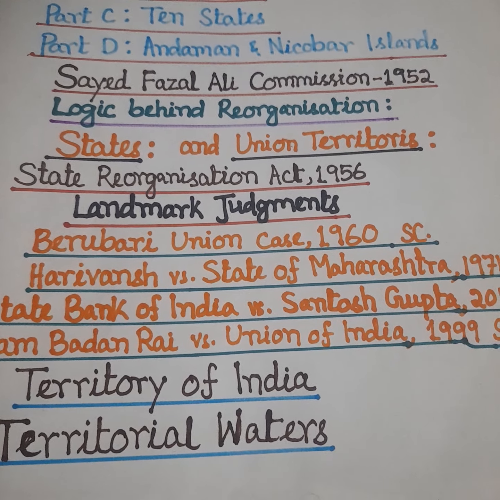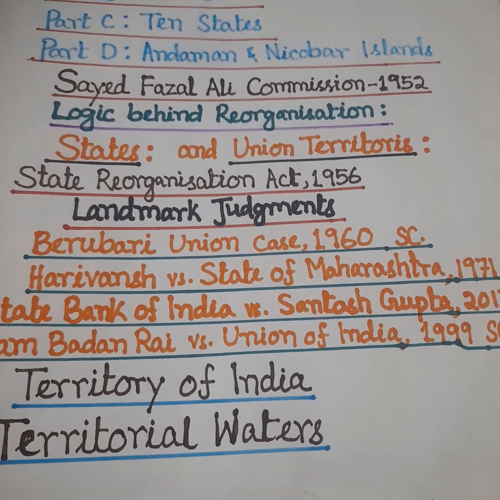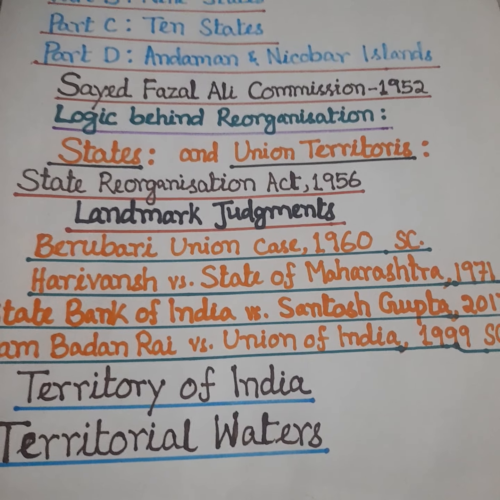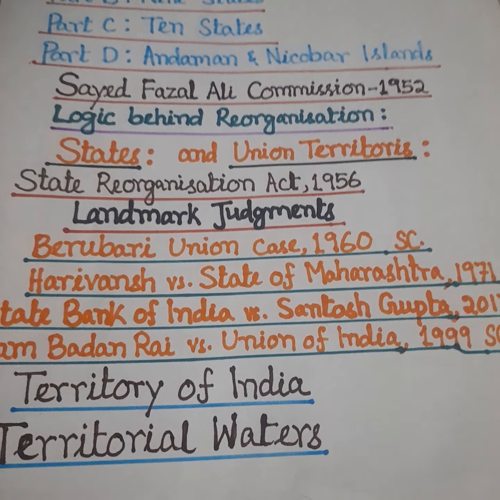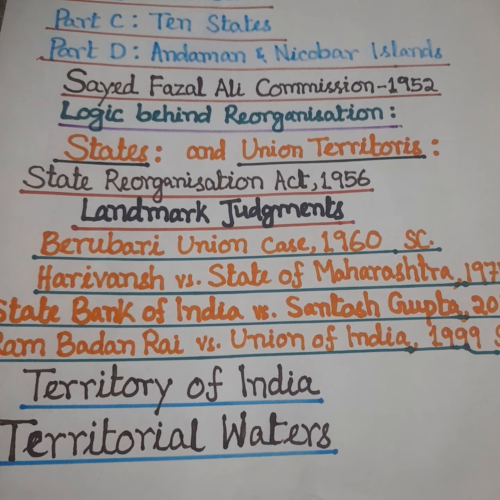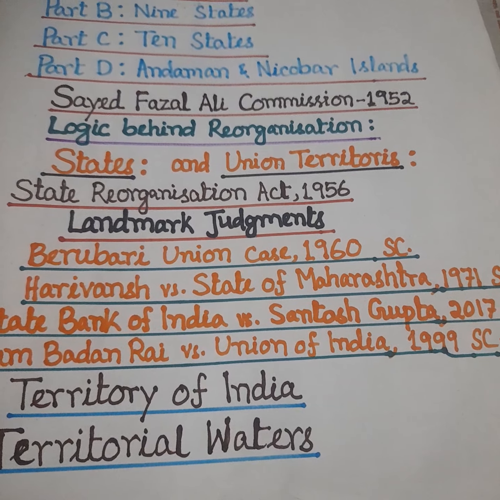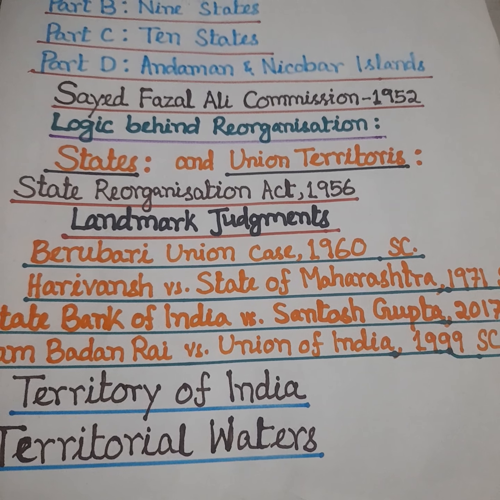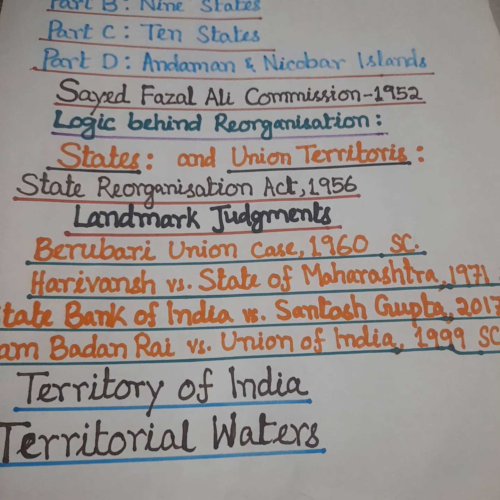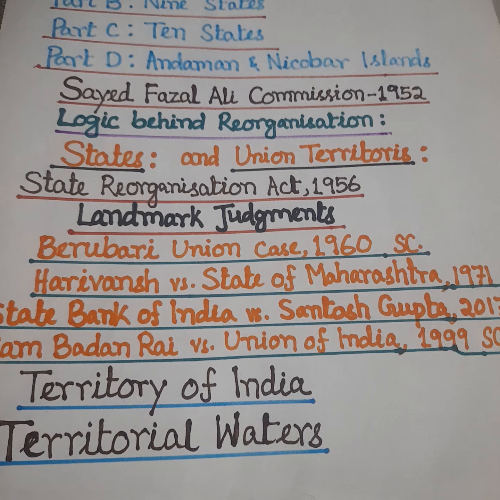So, in 1970, Himachal Pradesh was elevated to a state from Union Territory status, and Manipur, Tripura, and Meghalaya were elevated as states from Union Territory status in 1971.